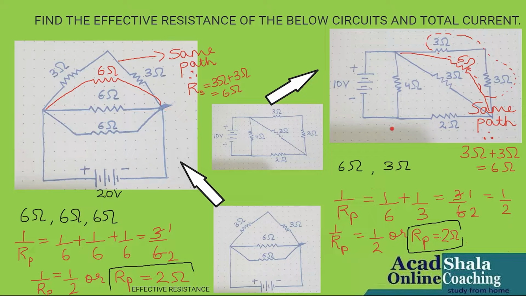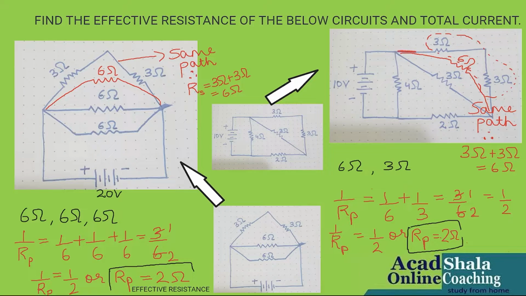Finished? Okay, let us come to the second circuit which was given in the numerical. So this was the circuit given in the numerical, and this is how I have studied it. Look over here. Now, if I view this circuit, I see that this is in the same path.